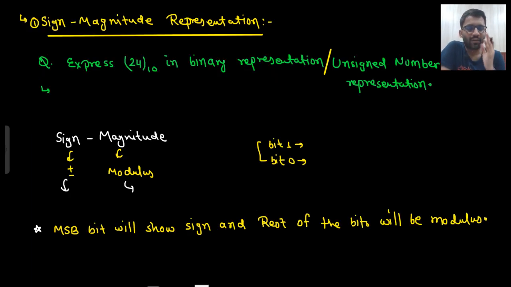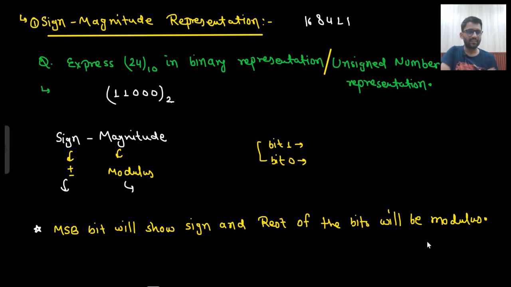Now we are going to study our first representation, that is signed magnitude representation. But before that, just answer this problem. Express 24 in binary representation. We have already studied decimal to binary. How will you express 24? 16, 8, 4, 2, 1. So it would be 1 1 0 0 0. That would be the answer. Very easy, right? We have studied this binary representation. There was no sign involved, nothing like that.